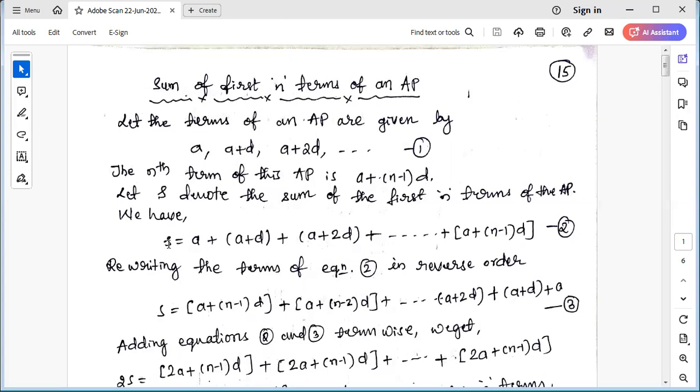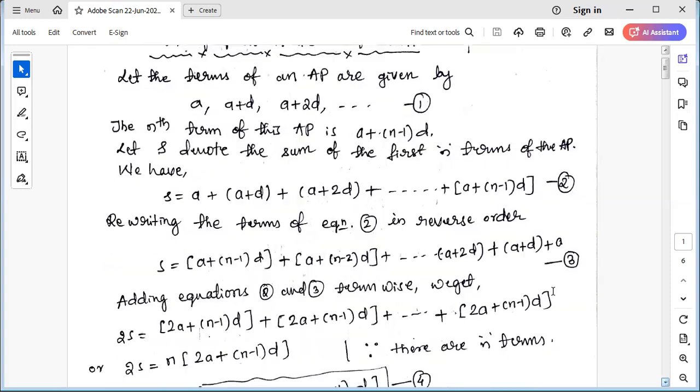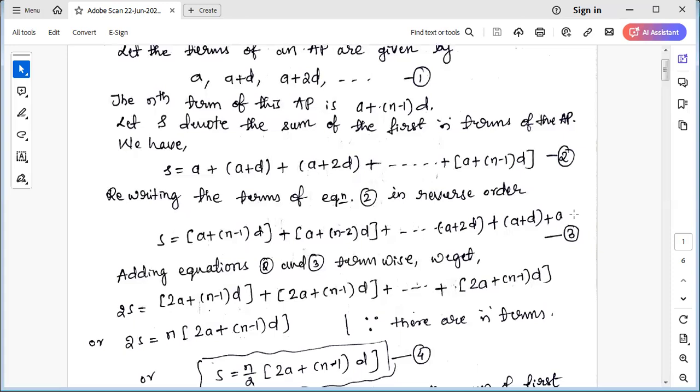Because this S represents the sum, that means we have to sum all the terms of the arithmetic progression. These are the terms, so we have to sum them. So it becomes a plus a plus d plus a plus 2d, like that. Then we rewrite equation 2 in reverse order. So this is equation 2.